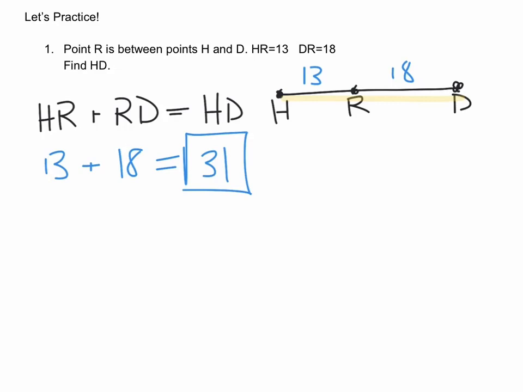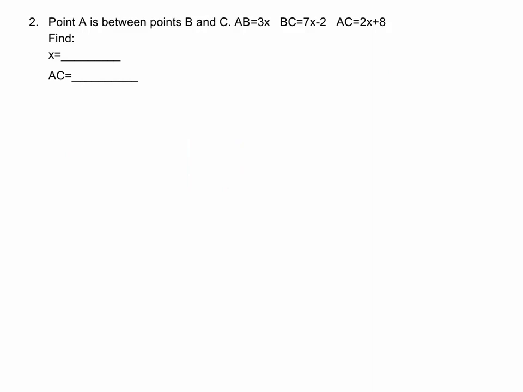You can kind of think of this like a road trip. It's a short road trip in this case, but let's say you start at home, point H, and you drive for 13 miles, and then you stop at a rest stop, point R. And then after your rest stop, you keep driving another 18 miles to your destination, point D. Now, how far did you go in total? What was the whole trip? That was just add together the two parts, 13 plus 18, and that gives you 31 miles for this road trip. Alright, now this next example gets a little more tricky.